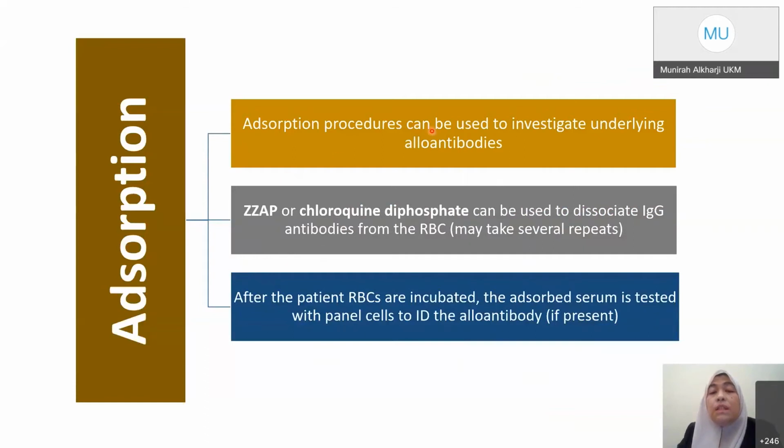So, the adsorption procedure can be used to investigate underlying alloantibodies. ZZAP or chloroquine diphosphate can be used to dissociate IgG antibodies from the RBC. It may take several repeats, depending on how many antibodies the patient has. After the patient RBCs are incubated, the adsorbed serum is tested with panel cells to identify the alloantibody if present.